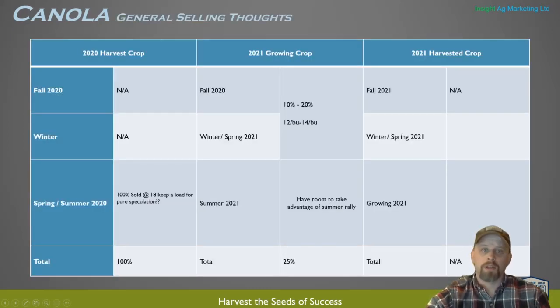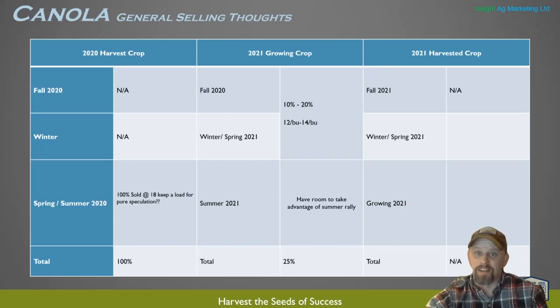One thing here is we want to look at some general selling thoughts. I've put this chart together. Hopefully it helps you guys navigate through the process of marketing, right? So spring, summer 2020, I guess that's actually 2021, we should be 100% sold at 18. I mean, after this, we're just gambling, folks. But why not keep a load back for speculation? See if you get that $20.